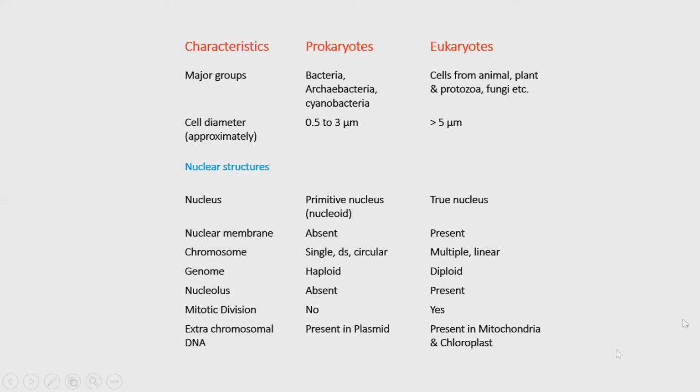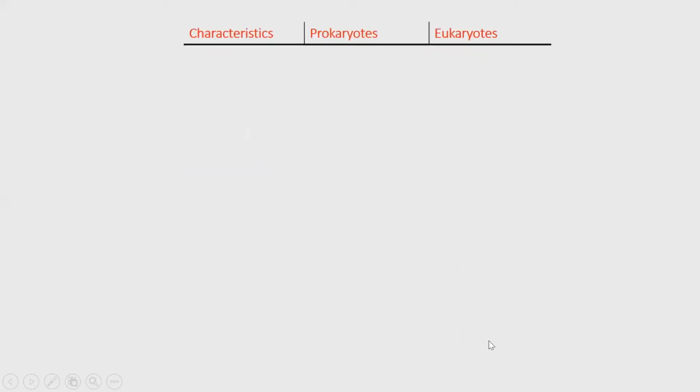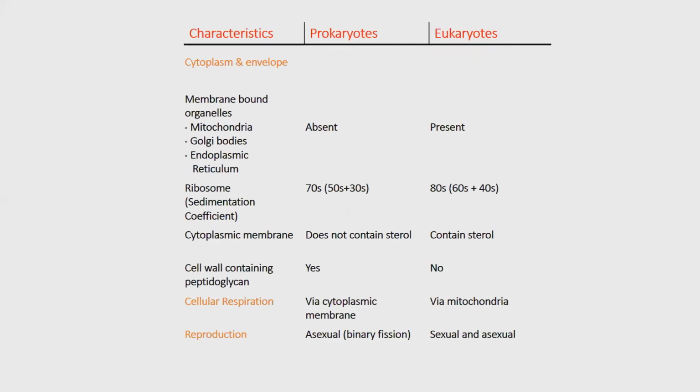In case of eukaryotes, we have a little bit of extrachromosomal DNA in our mitochondria. And in case of plants, it's chloroplast. Moving on to the later differences, the well-developed organelles in the cytoplasm, prokaryotes don't have, because it's a primitive cell, whereas we have fancy organelles like mitochondria, Golgi bodies, and endoplasmic reticulum, which the prokaryotes are lacking.